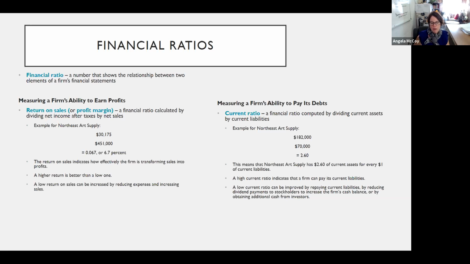Next, we're going to look at how we measure the firm's ability to actually pay its debt. The ratio that is used here is the current ratio. It is computed by dividing current assets by current liabilities. The average current ratio for industries is 2.0, but it varies greatly from industry to industry. A high current ratio indicates that a firm can pay its current liabilities. A low current ratio can be improved by repaying current liabilities, by reducing dividend payments to stockholders to increase the firm's cash balance, or by attaining additional cash from investors.